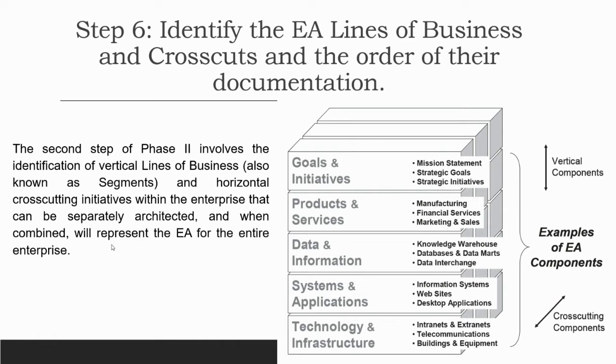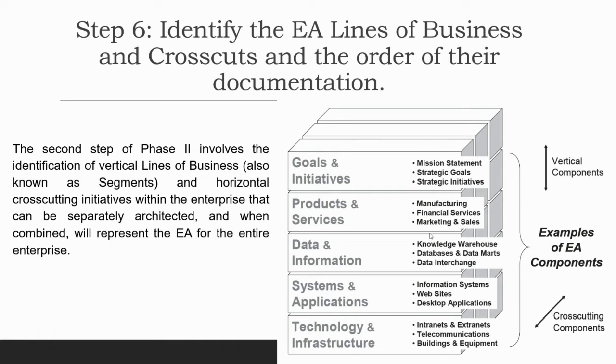When we say line of businesses here, as you can see, this second step of phase two involves identification of vertical lines of businesses. A line of business is a discrete area of operation inside the organization. It might entail the production of certain items, the supply of services, or internal administrative responsibility.